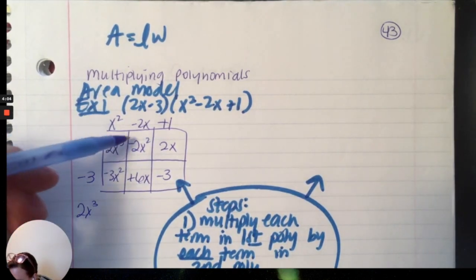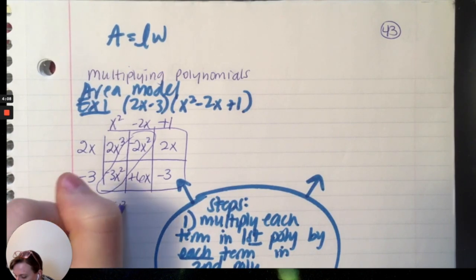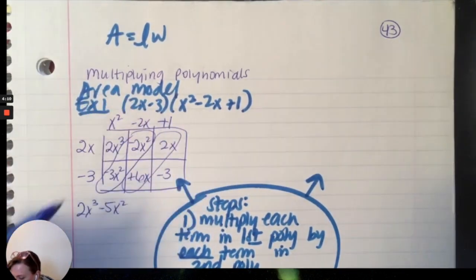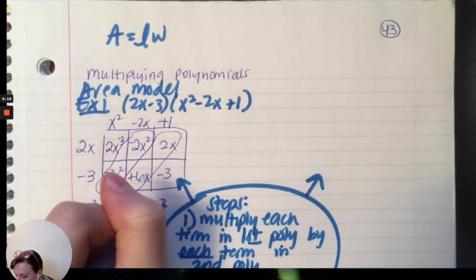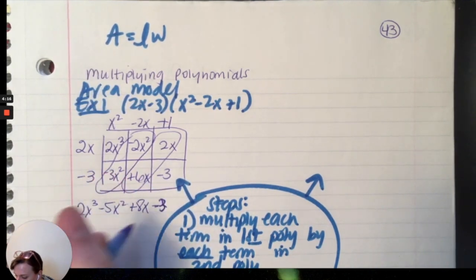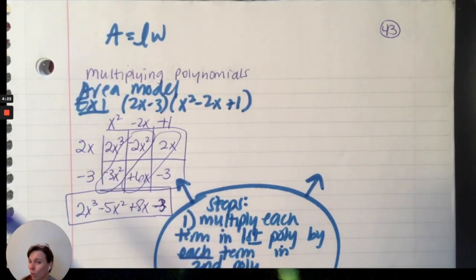And then I have my x squareds, so I'm going to get negative 5x squared. And I have my linear terms, which is positive 8x, and then my constant of a negative 3. Boom. There's my answer. Okay? And so it is really nice. Sometimes this diagonal pattern does not always happen, but it's really nice because it does happen pretty often.